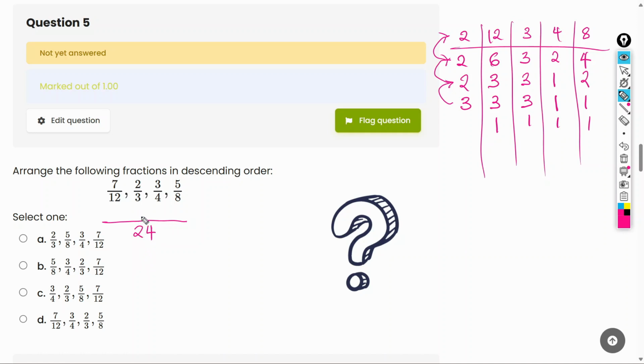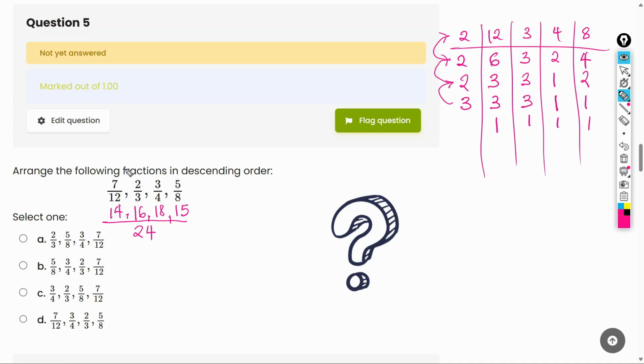So next thing is to divide by our denominators and multiply by our numerators. So 12 into 24 is 2. So 2 times 7 is 14. 3 into 24 is 8. 8 times 2 is 16. 4 into 24 is 6. 6 times 3 is 18. 8 into 24 is 3. 3 times 5 is 15.